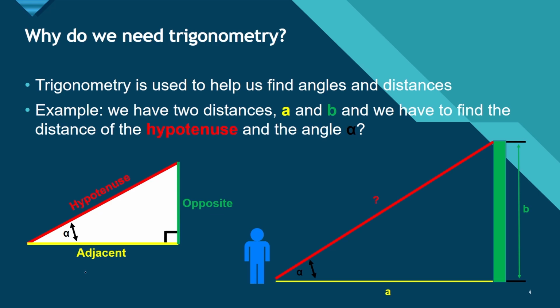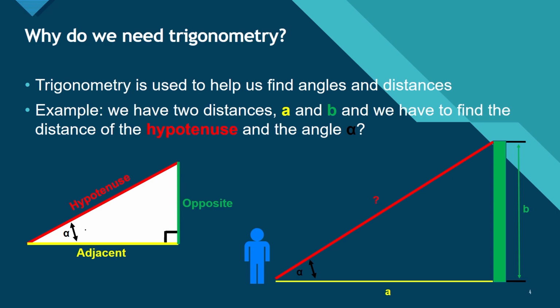Measuring triangles. Why do we need this? Why do we need trigonometry? Well, trigonometry can help us find unknown angles and distances. This right here is a right triangle. First, let's learn the terminology. The longest side of the right triangle is called a hypotenuse.